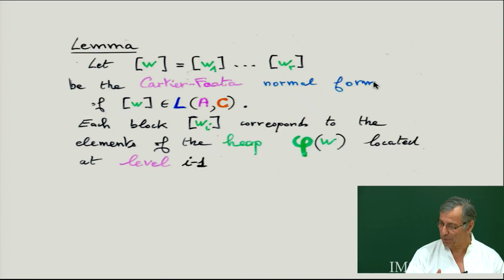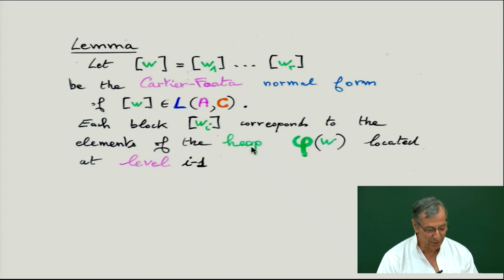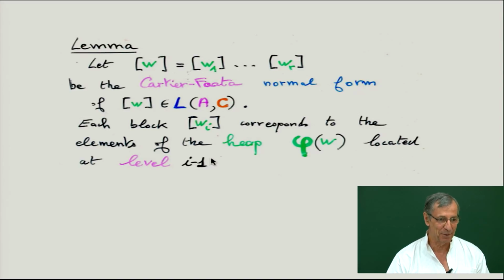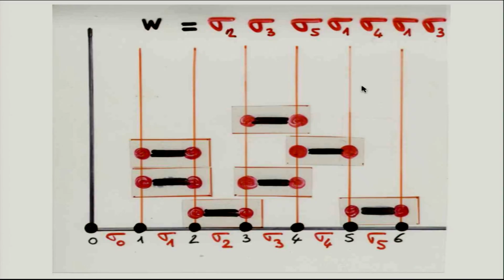Now what is the relationship between the Cartier-Foata normal form in the commutation monoid and the relation in terms of heaps of pieces? So I'm ready to guess immediately the relation that in each block Wi corresponds exactly to the element of the heap phi of W located at level i minus 1. So this lemma, you see, if I take this word, sigma 2, sigma 3, sigma 5, this gives you this word sigma 2, and then sigma 3, and then sigma 5, and then sigma 1, and then sigma 4, and then sigma 1, sigma 3. So this word gives this heap.